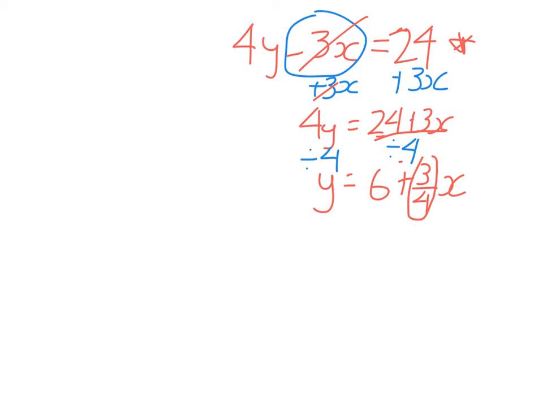So for this equation here, the gradient is actually positive 3 over 4, so that means every time I go across 4, I go up 3, and the y-intercept is 6. That wasn't obvious looking at the original equation. So let's look at another one.